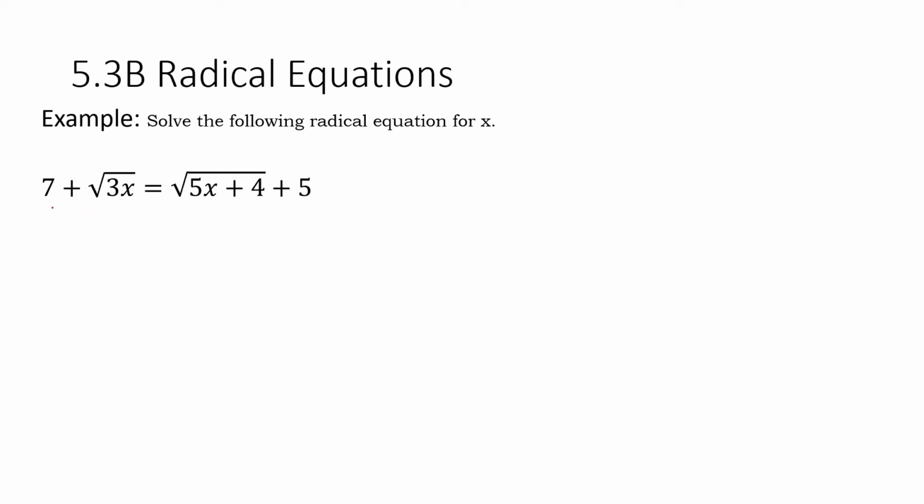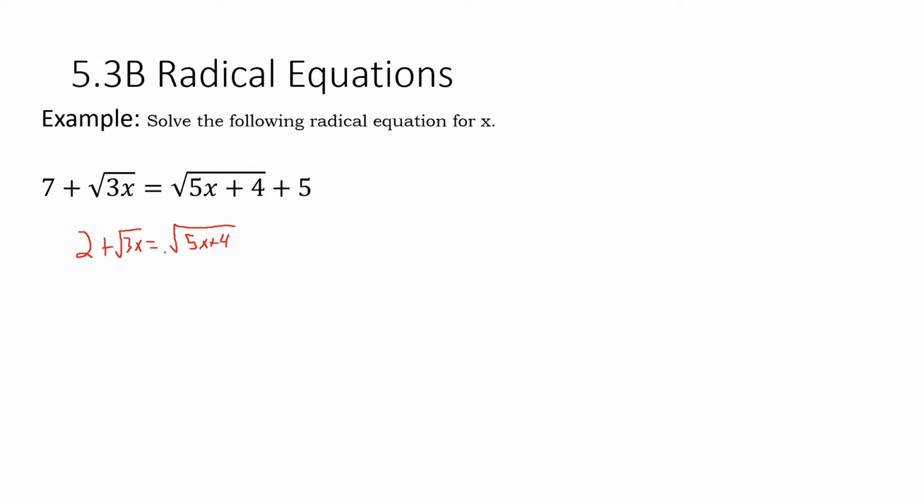So let's bring this 5 over to this side by subtracting 5 from both sides, and we'll have 2 plus root 3x, and that equals root 5x plus 4.